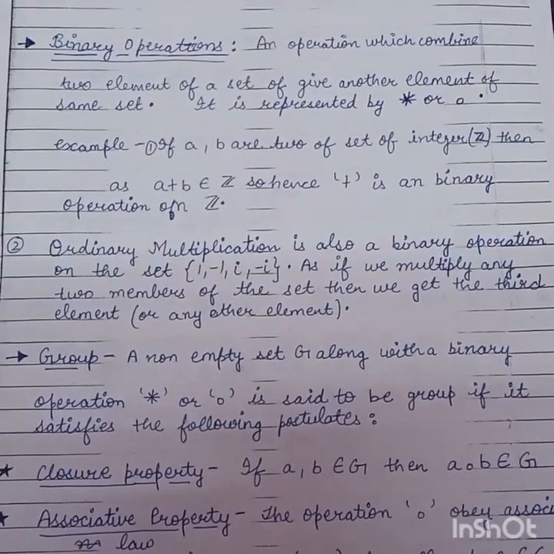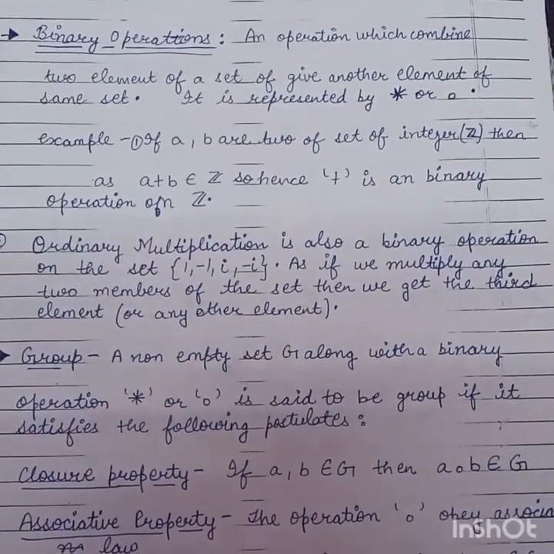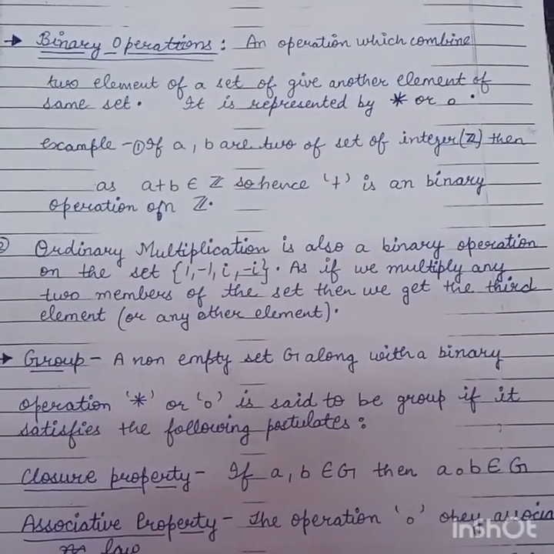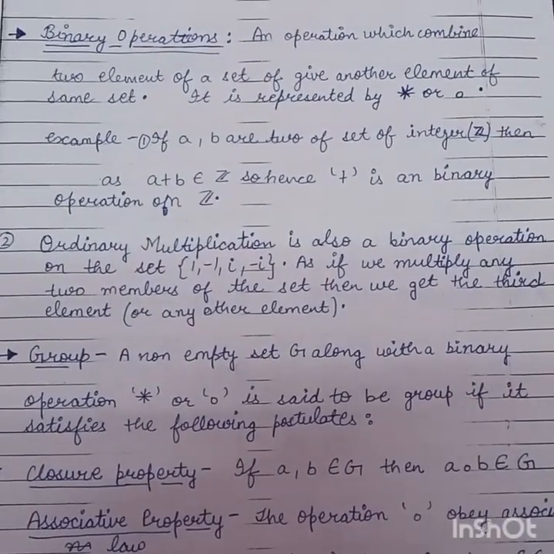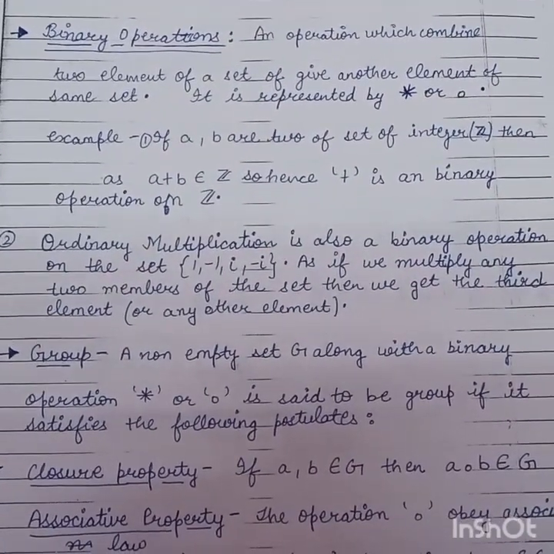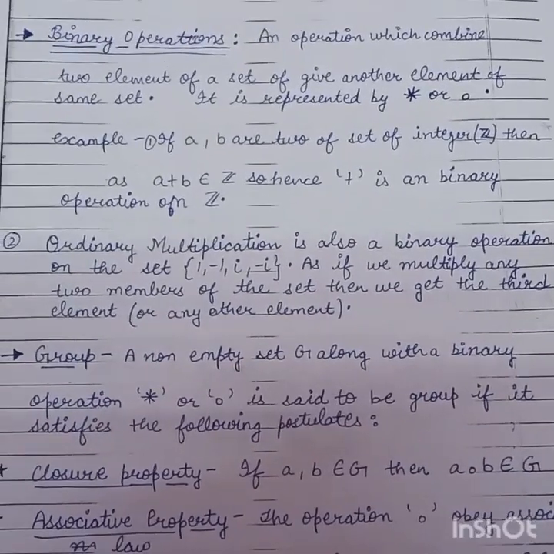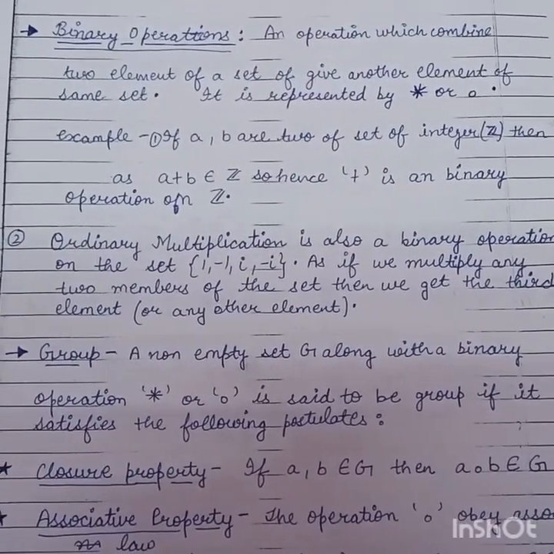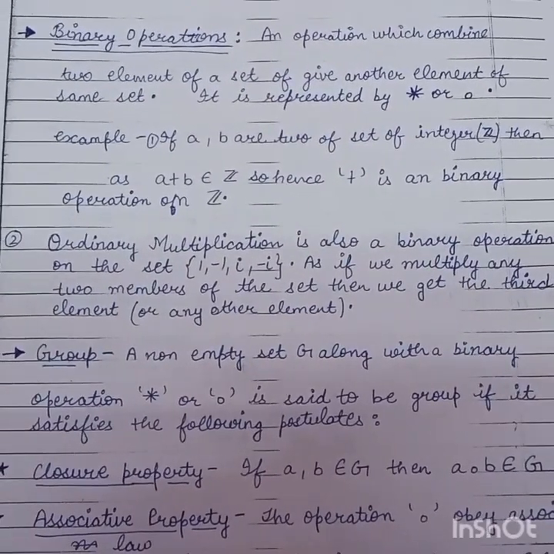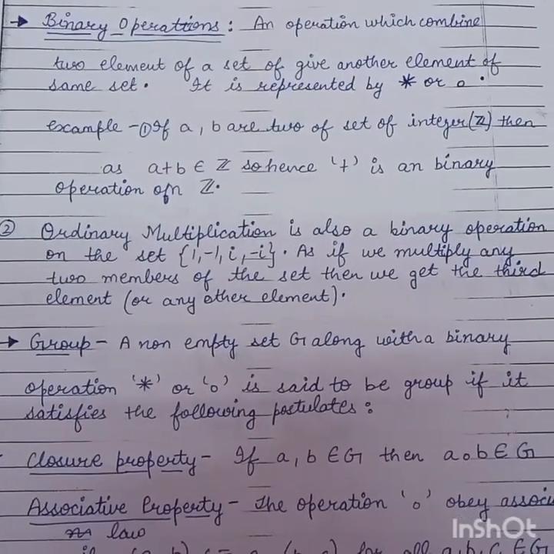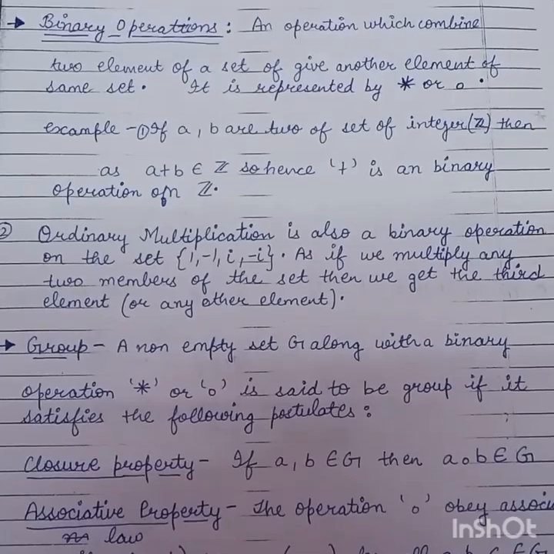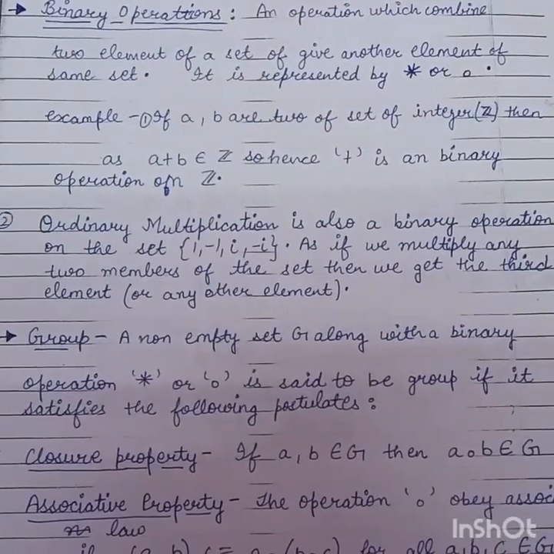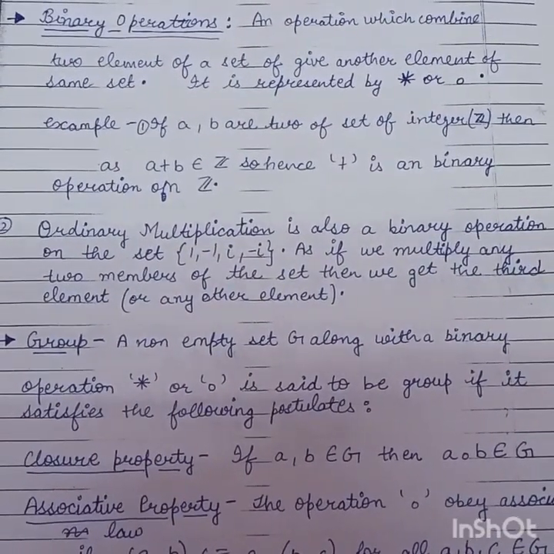Now take an example of ordinary multiplication. Consider the set containing the elements plus 1, minus 1, iota and minus iota. If we multiply any two members of the set, say 1 and iota, it gives us iota. If you multiply minus 1 and iota, it gives us minus iota. If you multiply iota and minus iota, it gives us 1. Similarly, we can see that in all these multiplications, the result belongs to the same set. So multiplication is a binary operation.